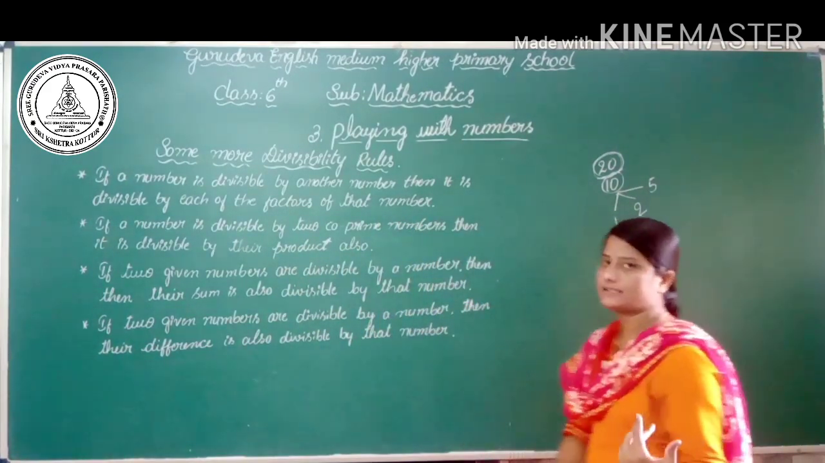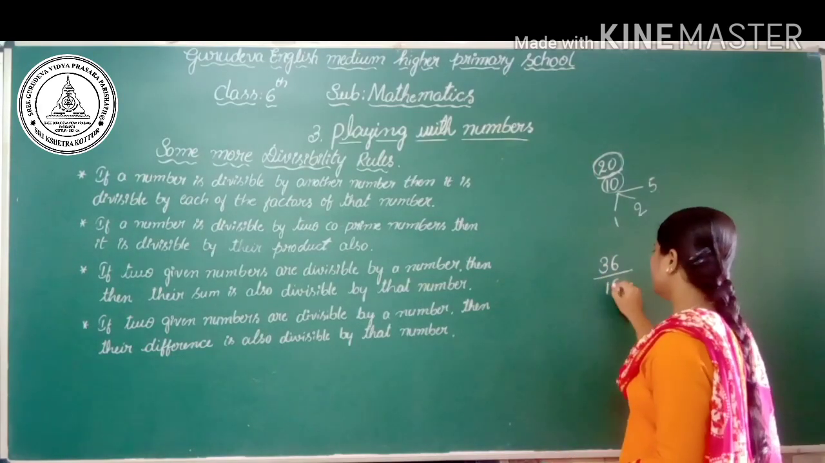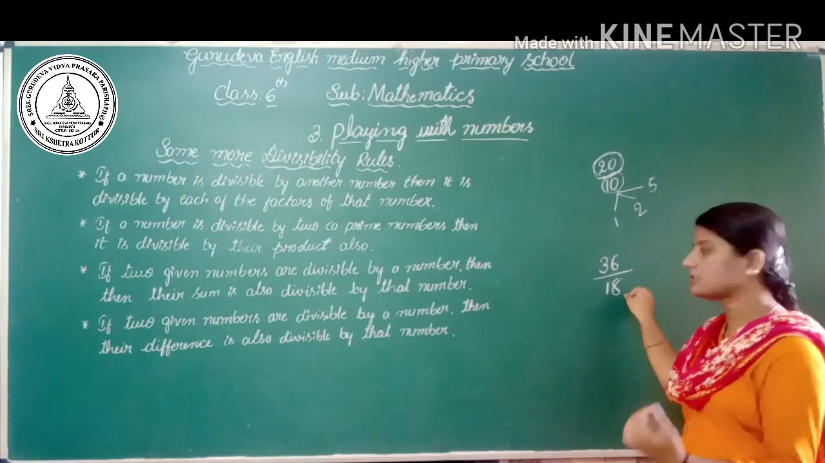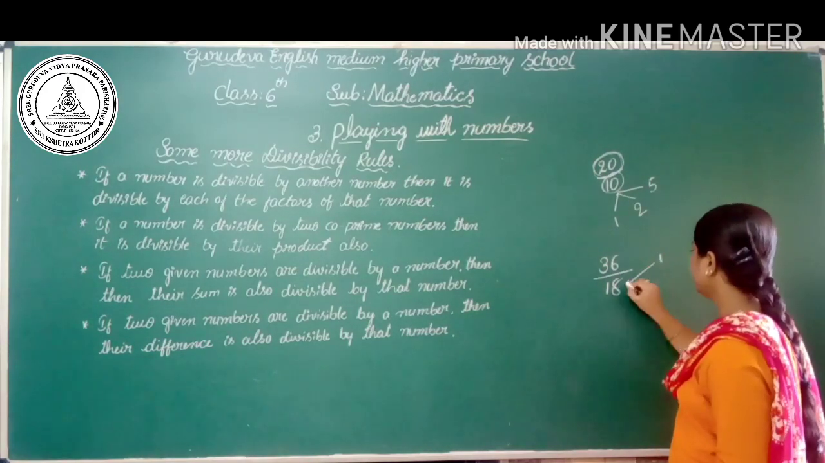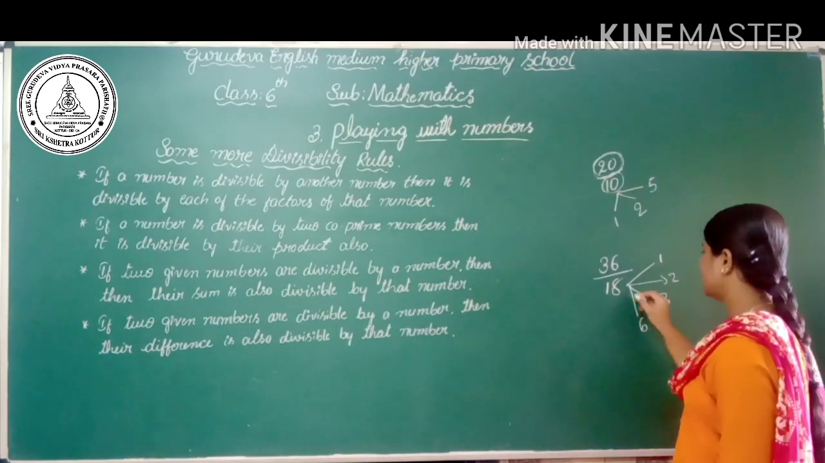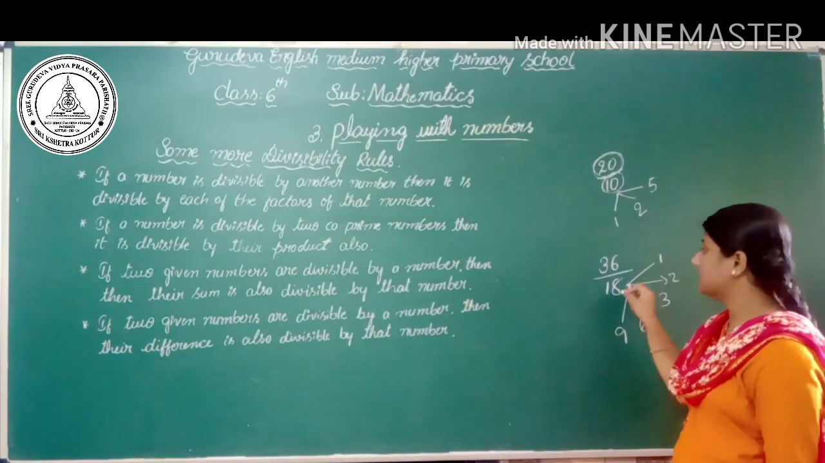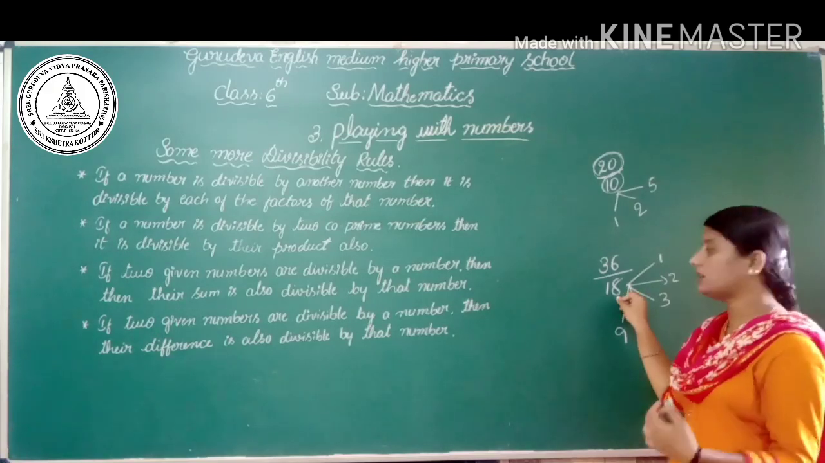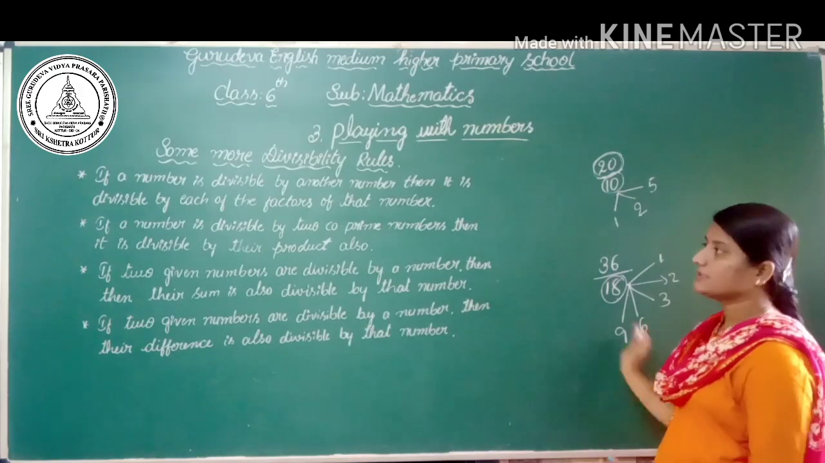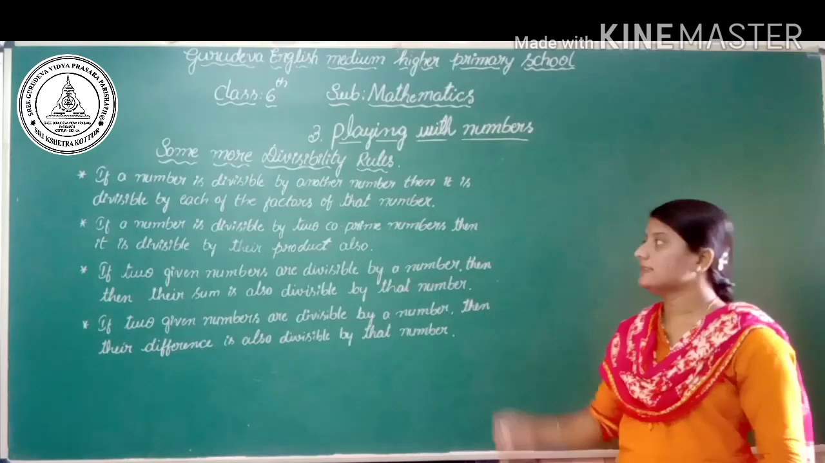You can take another example, that is 36. So 36 is divisible by 18, is it? And also it is divisible by the factors of 18, that is 1, then 2, then 3, then 6 and 9. So if a number is divisible by another number, then it is also divisible by each of the factors of that number. So it is one of the divisibility rules. Okay. Yes. And then the second rule.